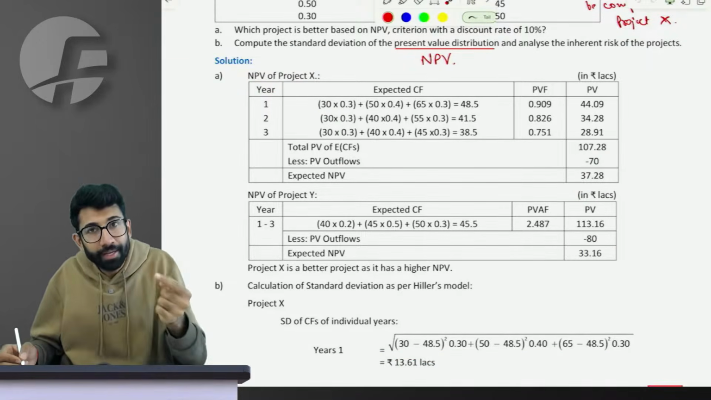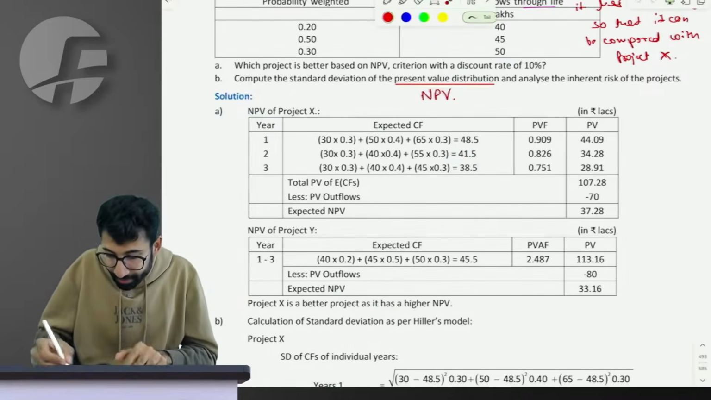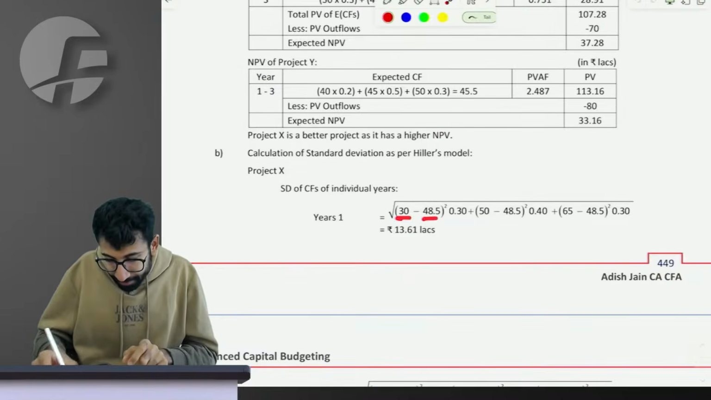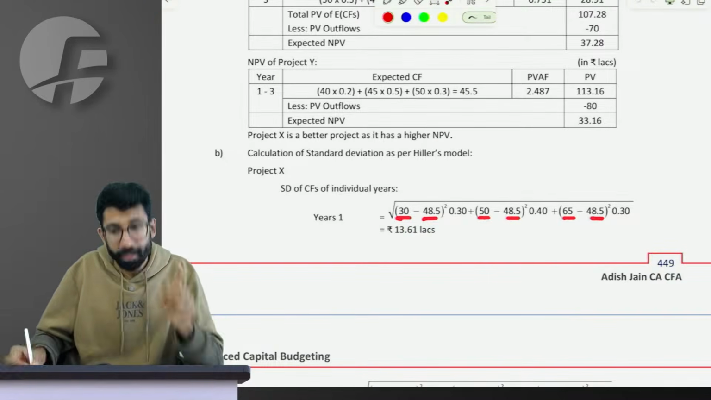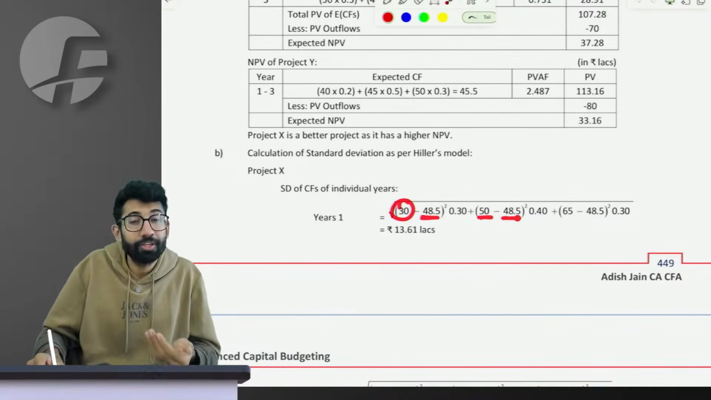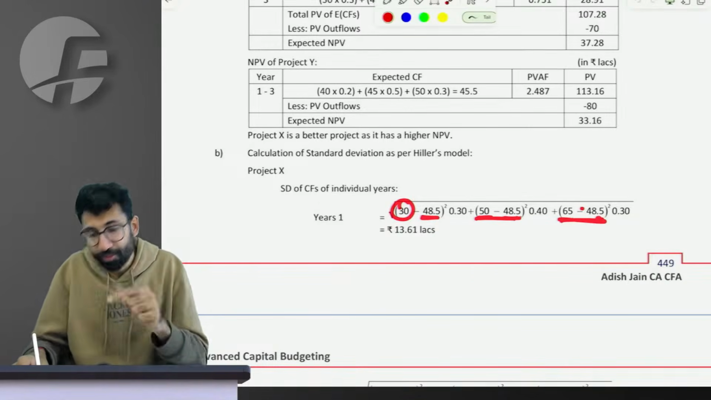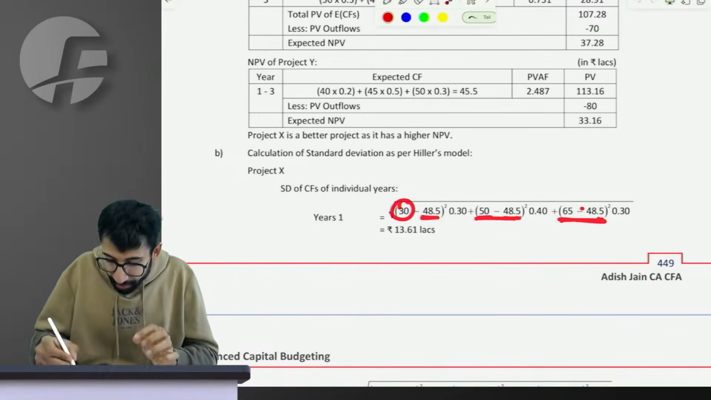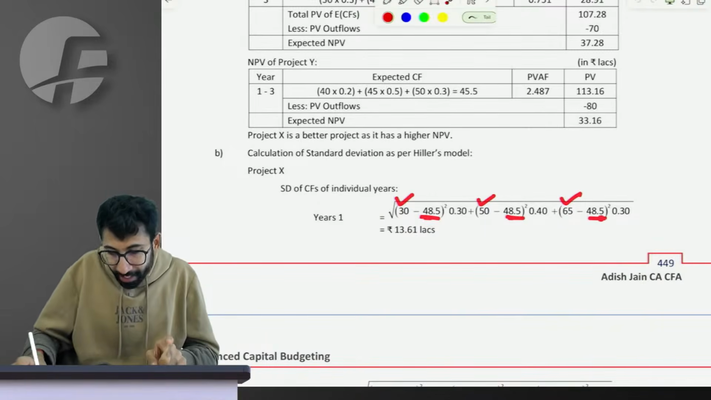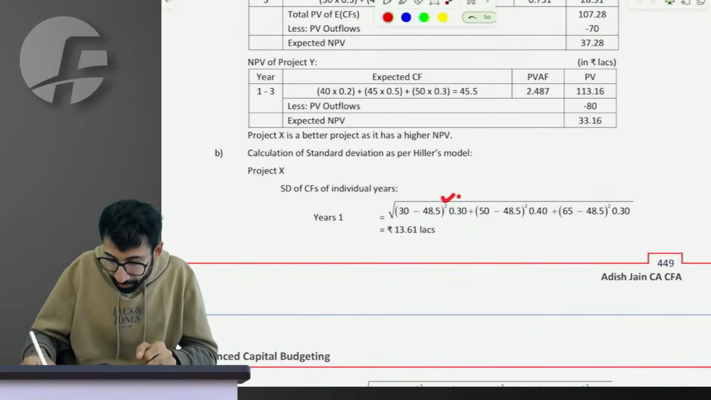What were we doing in that table? Deviation of individual possible returns 30, 50 and 65 lakhs from the average of 48.5. Look at the formula: X minus X bar, X minus X bar, X minus X bar. How much is 30 deviating from 48.5? This much. How much is 50 deviating from the average or expected of 48.5? This much. And similarly, the deviation is 65 minus 48.5. In the first year, I had 3 possible cash flows. Those possible cash flows deviate from the average value by this much, but I need the deviation at squared level. So this deviation is then squared, right?